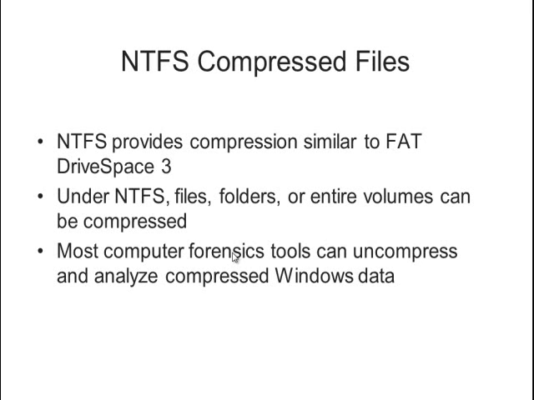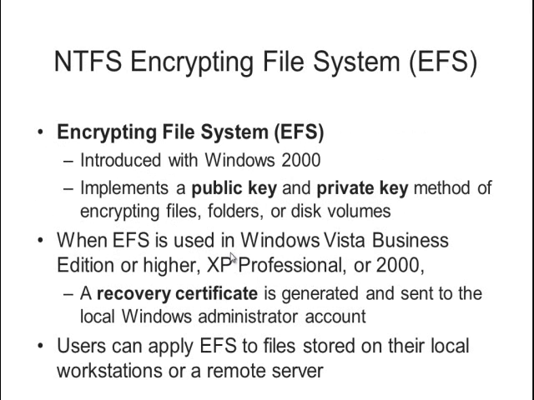The Encrypting File System in Windows. The Windows Encrypting File System, or EFS, was introduced with Windows 2000 and implements a public key and private key method of encrypting files, folders, or disk volumes. When EFS is used in Windows Vista Business Edition or higher, Windows 7, Windows 8 Business Edition or higher, XP Professional, or 2000, a recovery certificate is generated and sent to the local Windows administrator account.